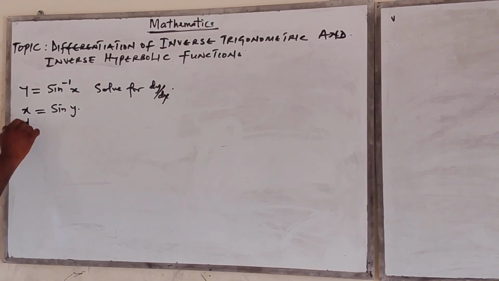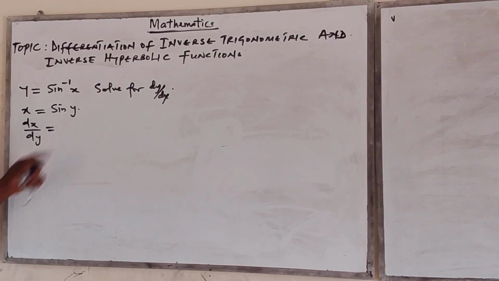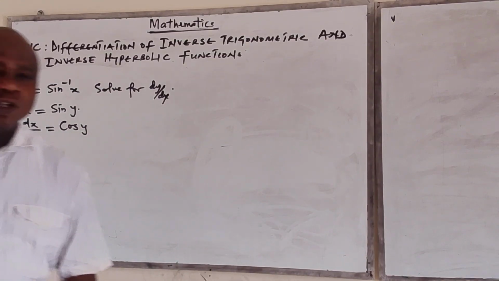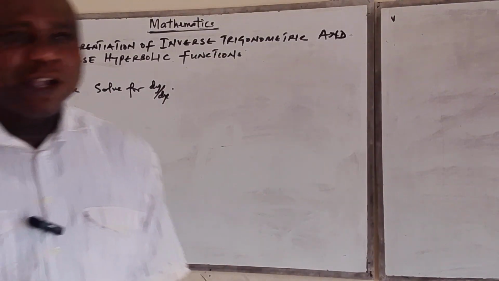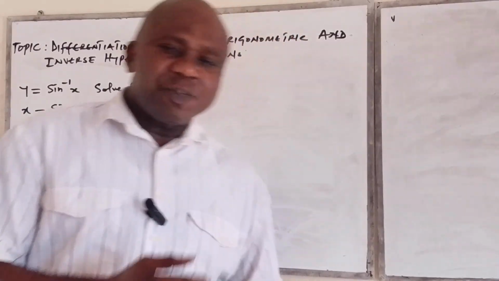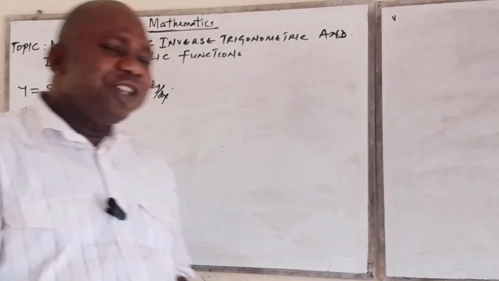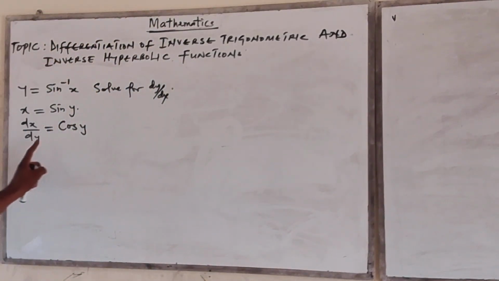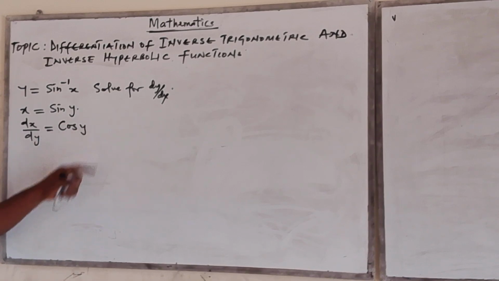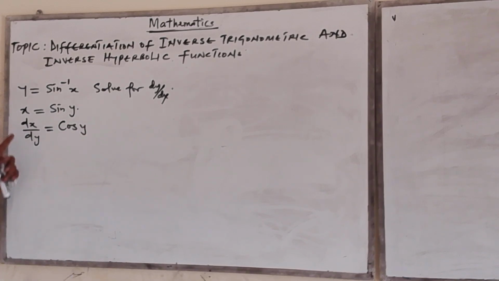Now, dx/dy: when you differentiate sine y, it gives cos y. Now, remember, under implicit functions, we said whenever you differentiate a function of y with respect to x, you have to follow it with dy/dx. But in this case, we are differentiating with respect to y, so you don't need to follow it with dy/dx. Now, dx/dy is equal to cos y.